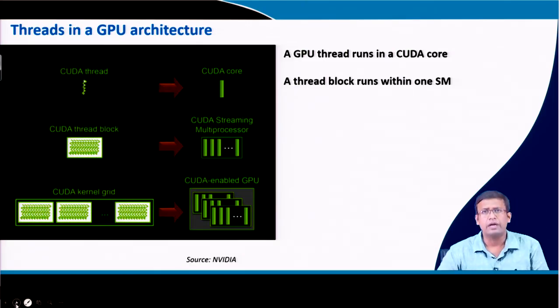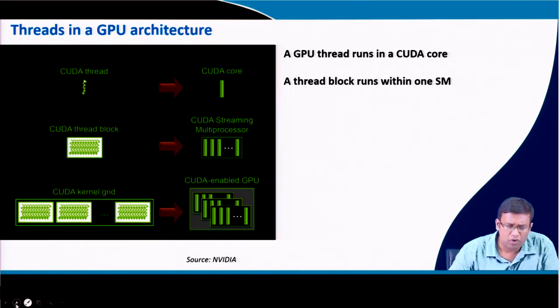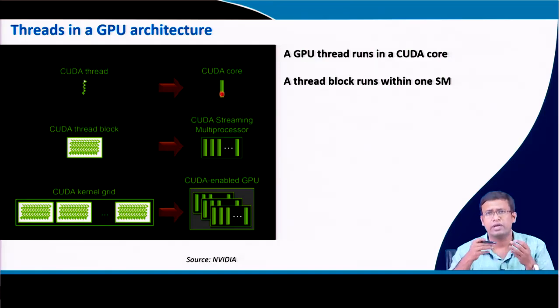Now, let us see how these resources are shared, because there are a large number of resources as well as a large number of tasks among the threads. When a thread operates, this thread runs in a CUDA core. So, as we can launch a number of threads when we launch the kernel, each thread goes to one CUDA core.